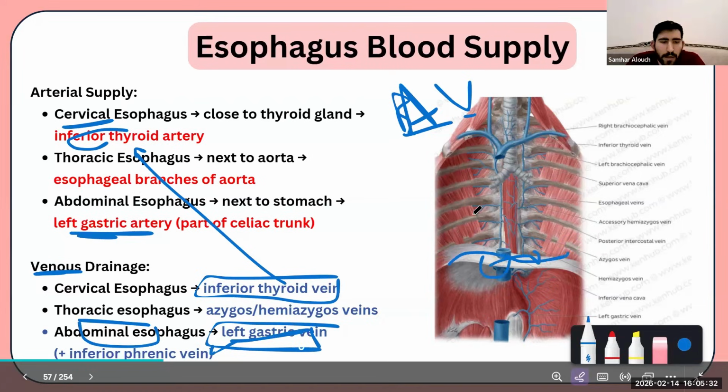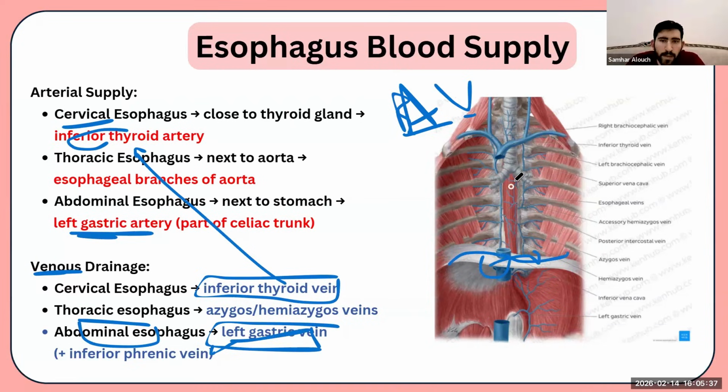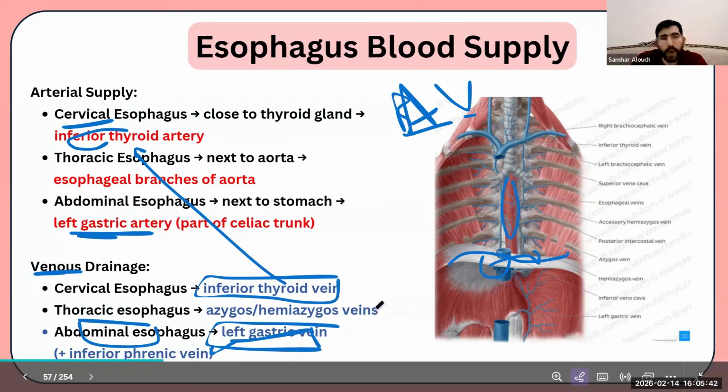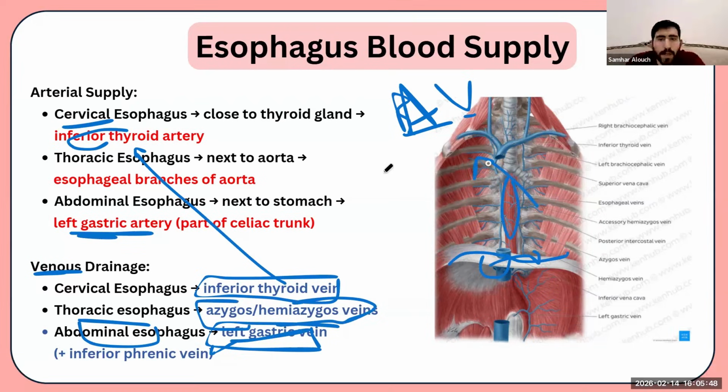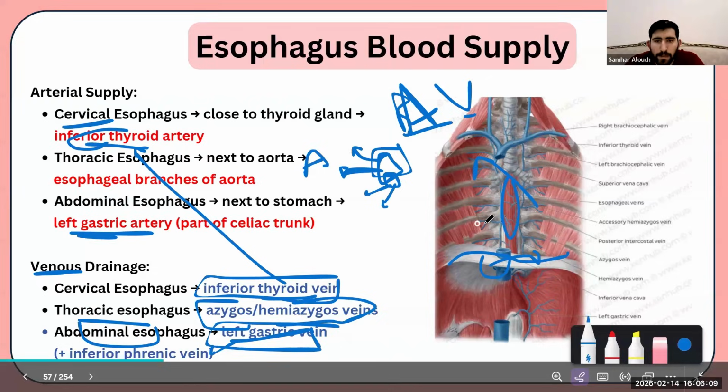However, in the thoracic esophagus, we have supply from the aorta. But there is no aorta in the veins. There are other structures, such as the vena cava and so on. So it's drained by the azygous and hemiazygous veins that drain to the inferior and superior vena cava. So the blood supply of the esophagus: cervical, arterial is inferior thyroid, veins is inferior thyroid vein. Down part, the abdominal, left gastric artery and left gastric vein. However, the middle part by arteries is by the aorta. For the veins, it is by azygous and hemiazygous, which drain into the inferior and superior vena cava.